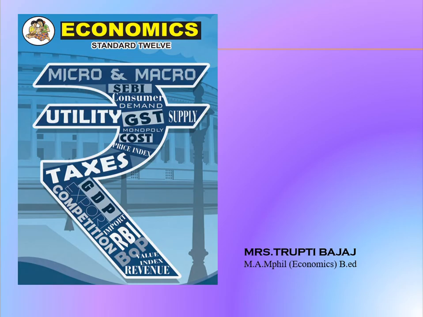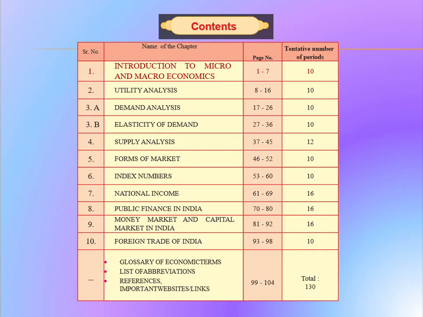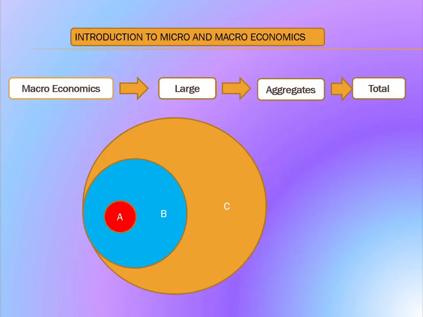We have 10 chapters in the economics subject, of which the first 5 are related to microeconomics and the rest are related to macroeconomics. Previously, we learned about the term microeconomics, its features, scope, subject matter and importance. Today, let me begin with the subject of macroeconomics. Let me begin with the introduction of macroeconomics.